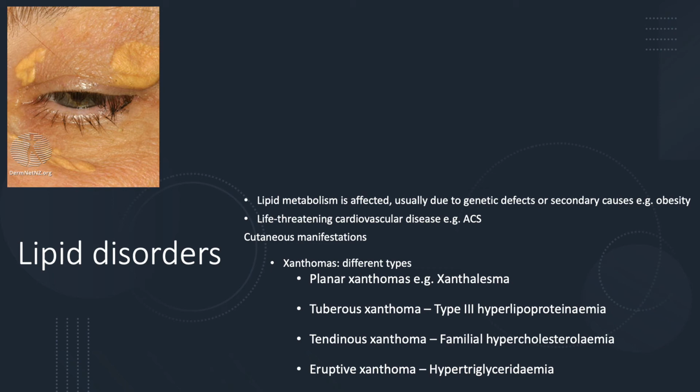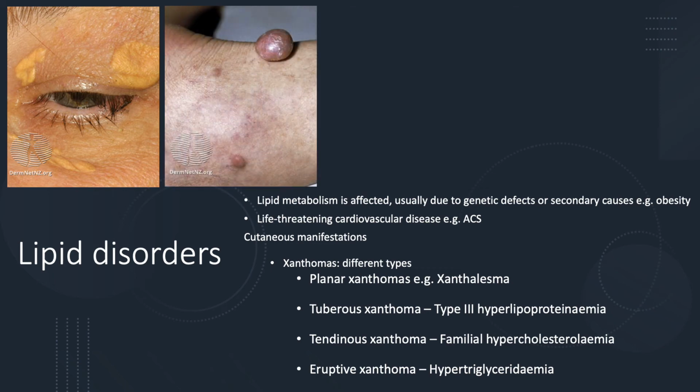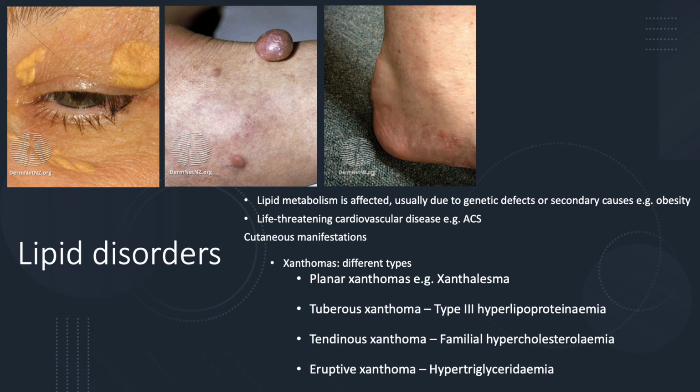The next one is tuberous xanthoma, and these ones are firm, painless, normally red or yellow nodules over your pressure areas, for example, your elbows, your knees, or the heels. And these ones are related to type 3 hyperlipoproteinemia. The third one is tendinous xanthoma, and this one's linked to familial hypercholesterolemia.